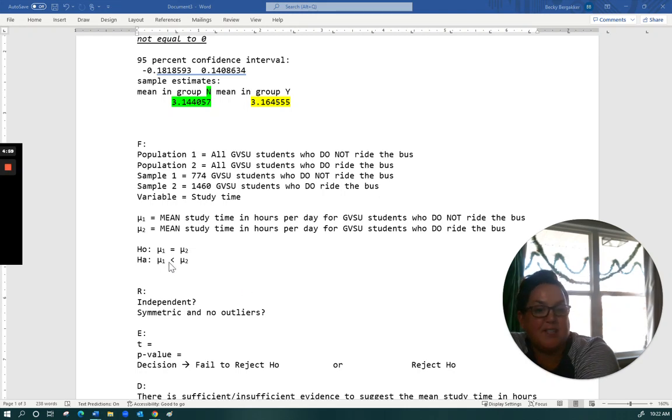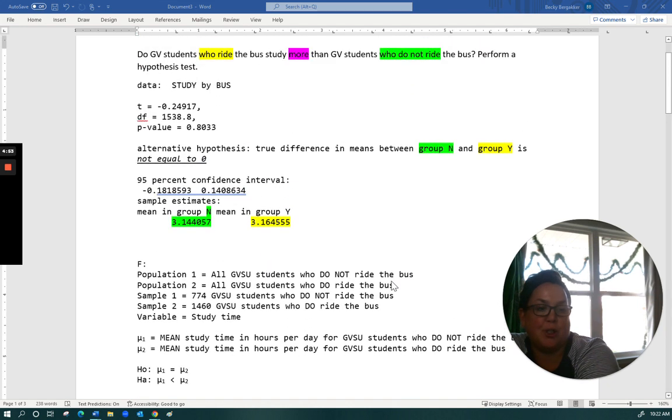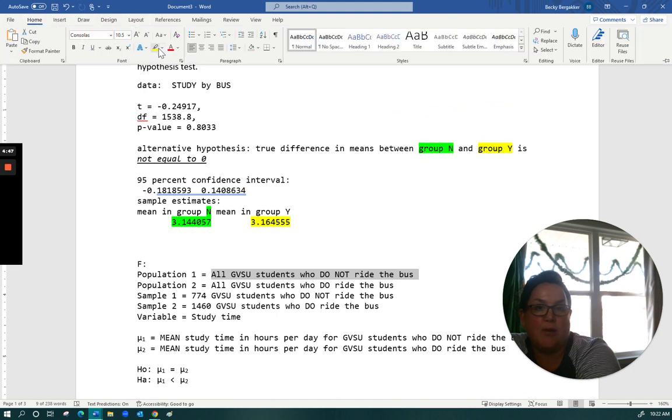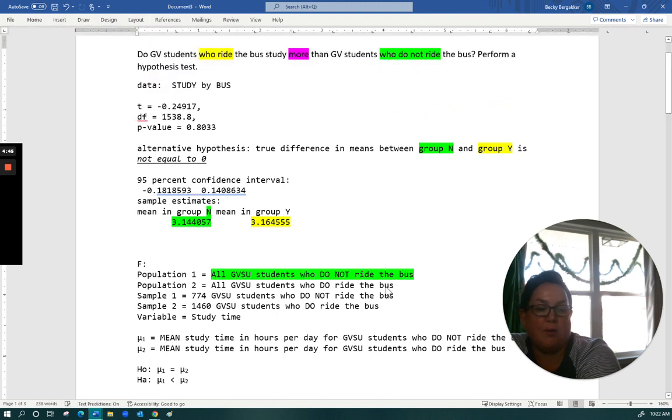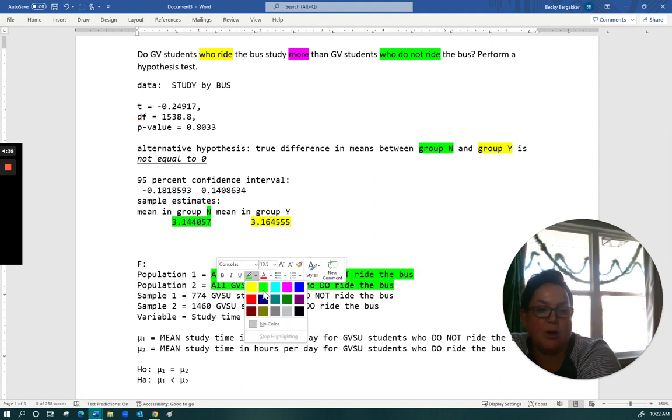So if we think they study less, that means that mu 1 would be less than mu 2, or that's what we're trying to show. So again, this is the do not group, which is going to be that green group, and then this is the do group, which is the yellow group. So I can just do it here.